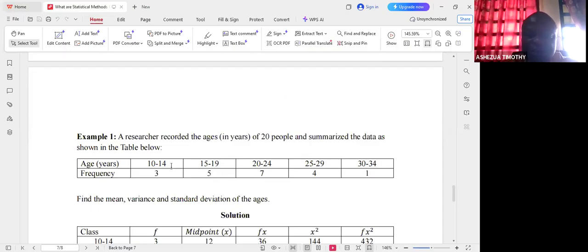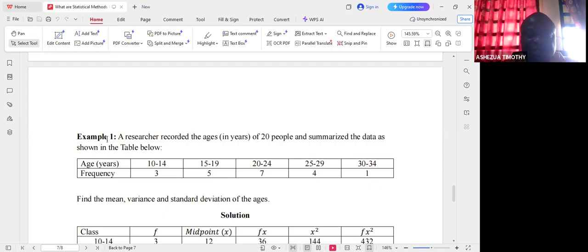The person asking about grouped data, this is grouped data. What you saw earlier on is ungrouped. It's not grouped, but this is grouped data now.